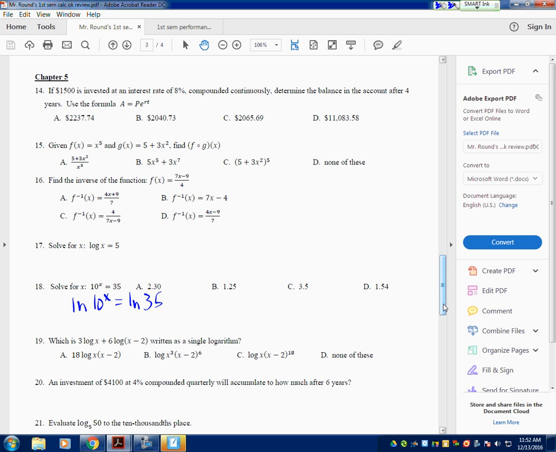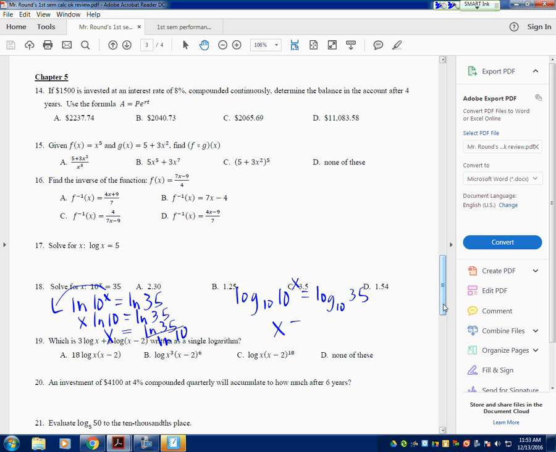What will happen is the x moves out in front. So you have x ln of 10 equals ln of 35, and then divide each side by ln of 10. So it's ln of 35 over ln of 10. What you should recognize this as is the change of base formula. This is just log of the argument over log of the base. And so solving an equation like this involves taking log of each side.